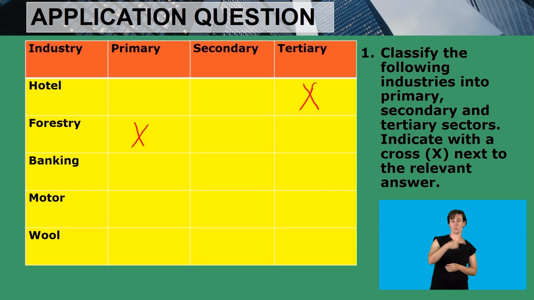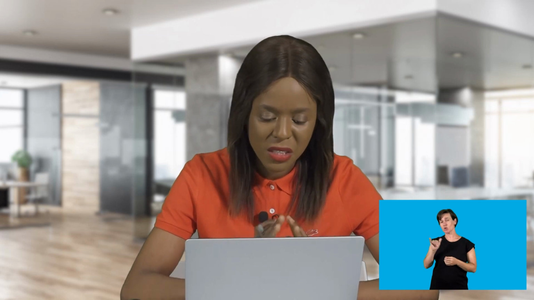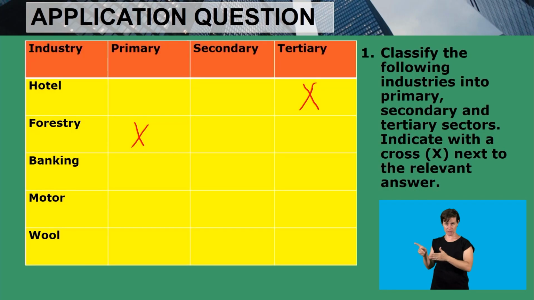Then we move on to the banking industry. Where do we find our banking industry? Remember, we don't deal with products at a bank, but we deal with a service rather than a product. So in which sector, amongst the three, deals with a service rather than a product? It is our tertiary sector, yes.